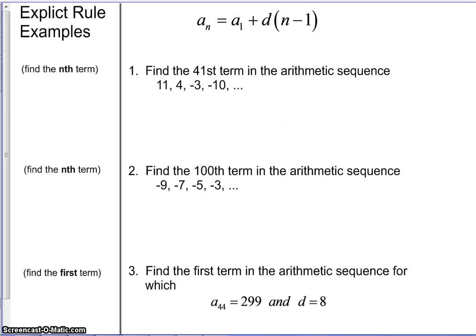So when we have to find an nth term, well, actually we're going to look at this in another video.